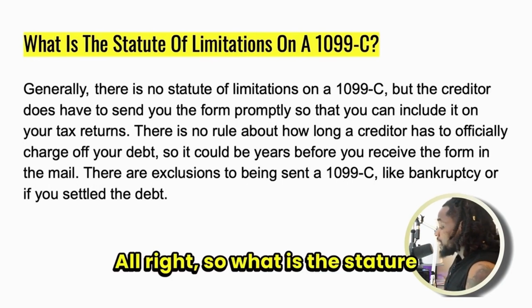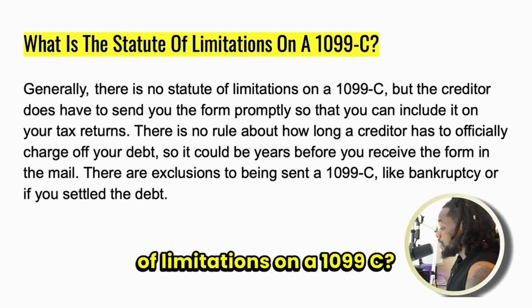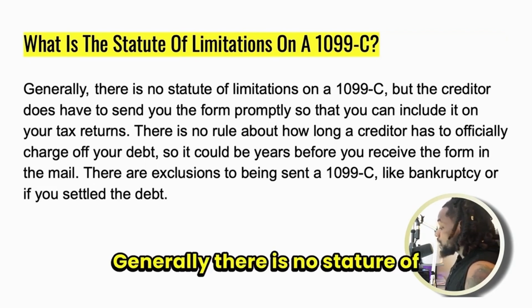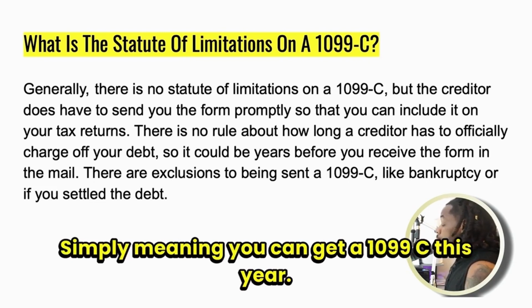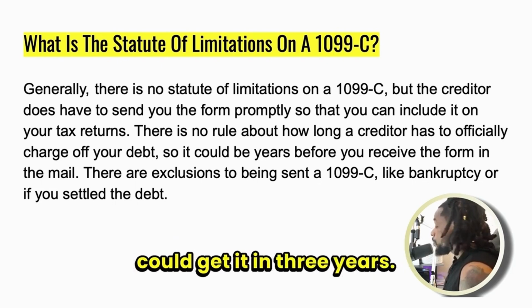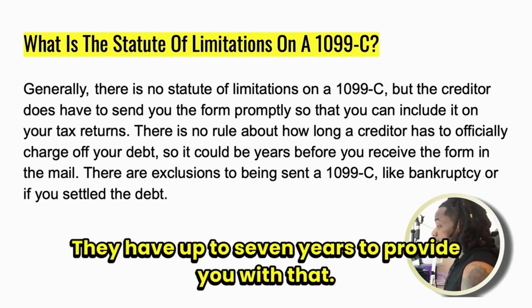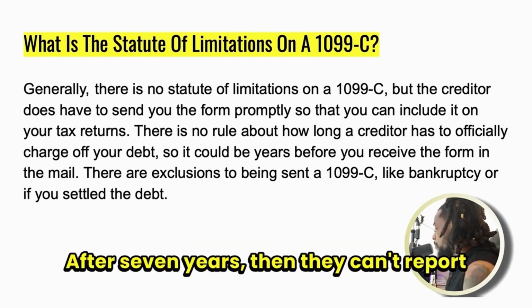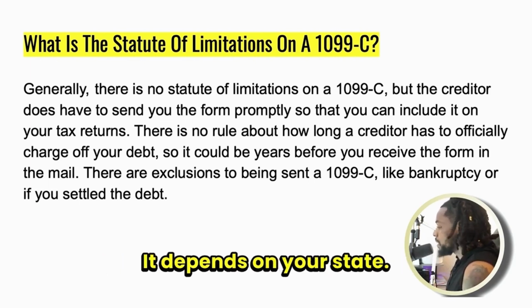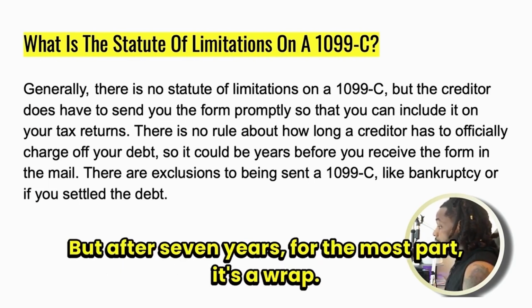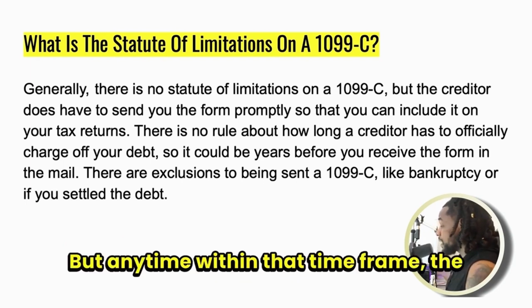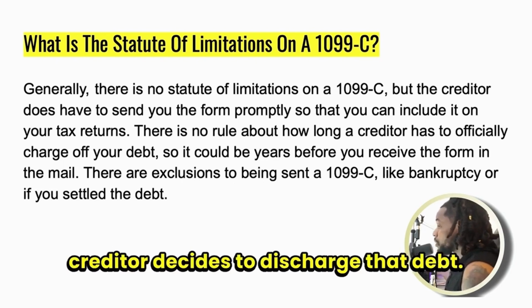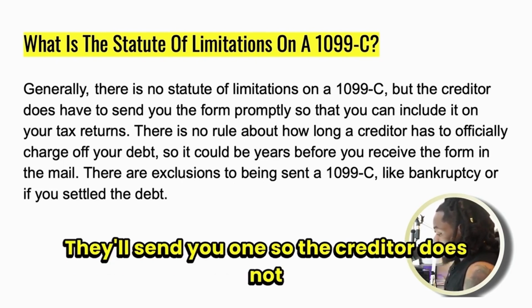All right, so what is the statute of limitations on a 1099-C? Generally, there is no statute of limitation on a 1099-C. Simply meaning you can get a 1099-C this year, you could get it next year, you could get it in 3 years. They have up to 7 years to provide you with that. After 7 years, then they can't report the account generally, for your state. It depends on your state. But after 7 years, for the most part, it's a wrap. The account's deleted. But anytime within that time frame, the creditor decides to discharge that debt, they'll send you one.